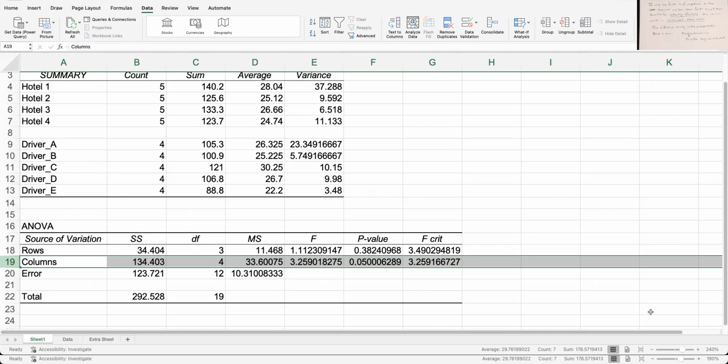But again, I'm going to say the same thing. Look at the p-value. 0.050000006. I'm just barely above 0.05. Technically, since it's above 0.05, what do we do? Fail to reject. So which driver you get doesn't really matter.